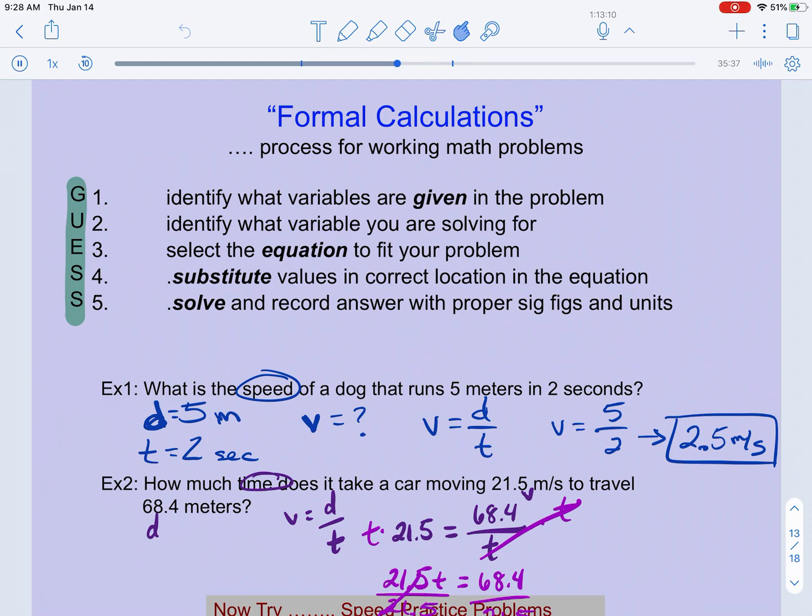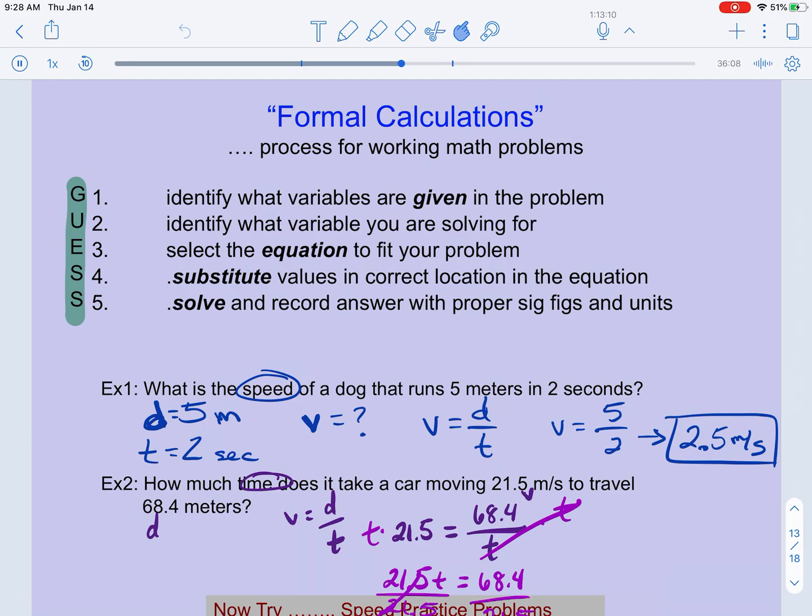All right, so let's do question number 1. It says, what is the speed of a dog that runs 5 meters in 2 seconds? So the first thing I'm going to do is I'm going to identify what variables are given to me. So I see a value of 5 meters. If you just write a 5, you have not listed the value correctly.